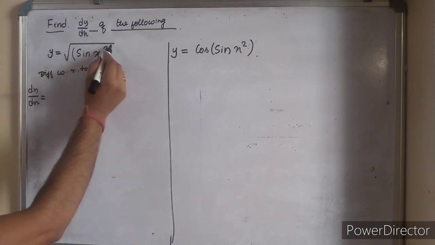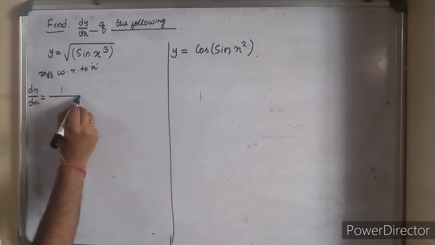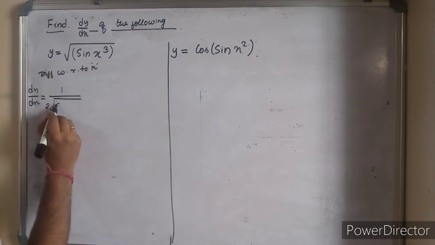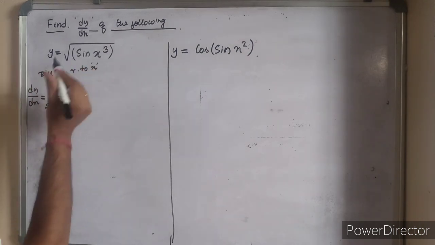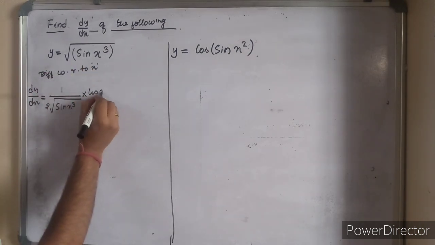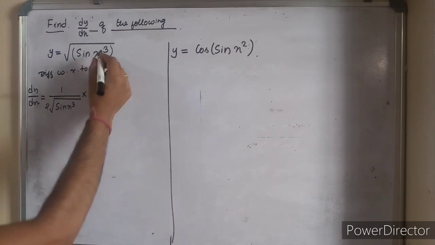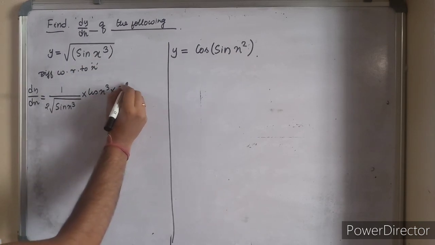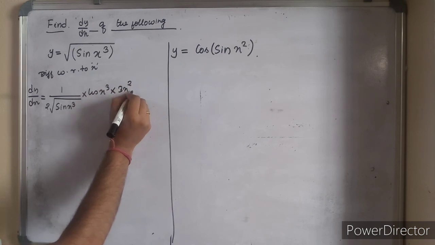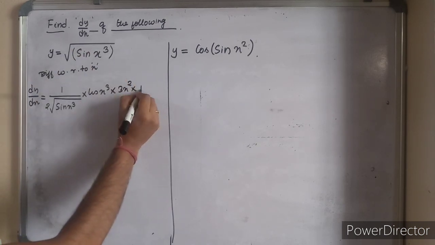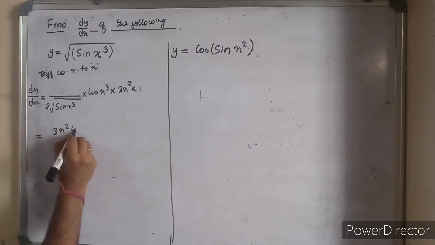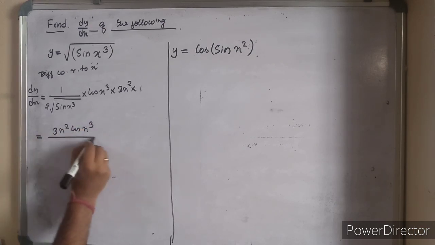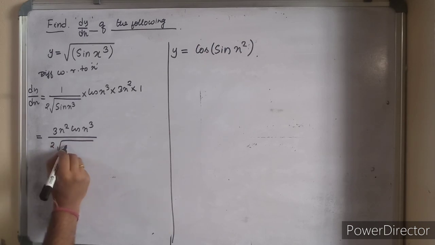Derivative of root, let us suppose this one is x. It is 1 by 2 under root sin x cubed into, now next is sine. The derivative of sine is cos x cubed into the derivative of x cube, which is 3x to the power 3 minus 1, that is 2, into the derivative of x, which is 1. The final answer will be 3x square cos x cubed over 2 under root sin x cubed. This is the final answer.